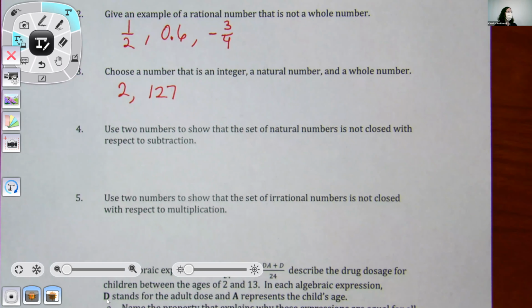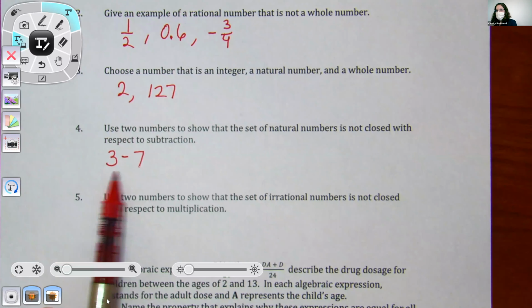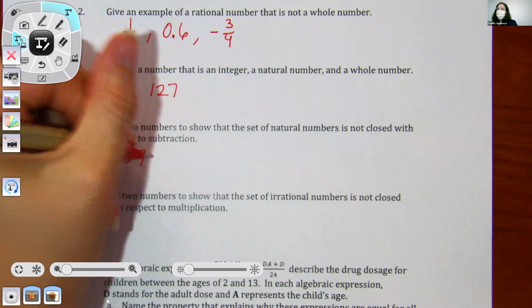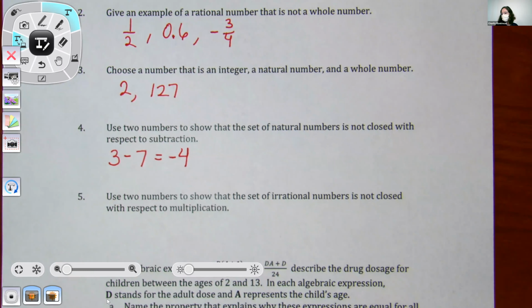So that means it is possible to take 2 natural numbers and subtract them, and your answer is not a natural number. So for example, 3 minus 7. 3 is a natural number and 7 is a natural number. But if I subtract them, my answer is -4, which is not a natural number. So that shows that the set of natural numbers is not closed with respect to subtraction. It's possible to subtract 2 natural numbers and then get an answer that's not a natural number.